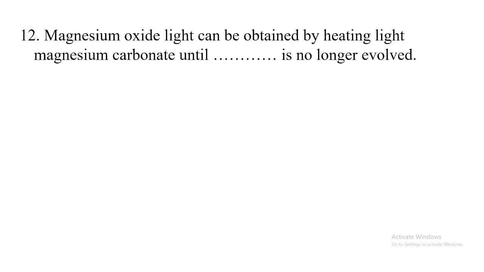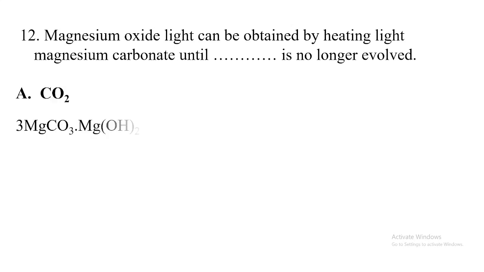12th, magnesium oxide light can be obtained by heating light magnesium carbonate until dash is no longer evolved. Hydrogen gas, carbon dioxide gas, oxygen gas, or both hydrogen and carbon dioxide gas. Here, light magnesium carbonate is generally heated in order to produce magnesium oxide. And which of the following gas is no longer evolved in production of magnesium oxide? The right answer is B.